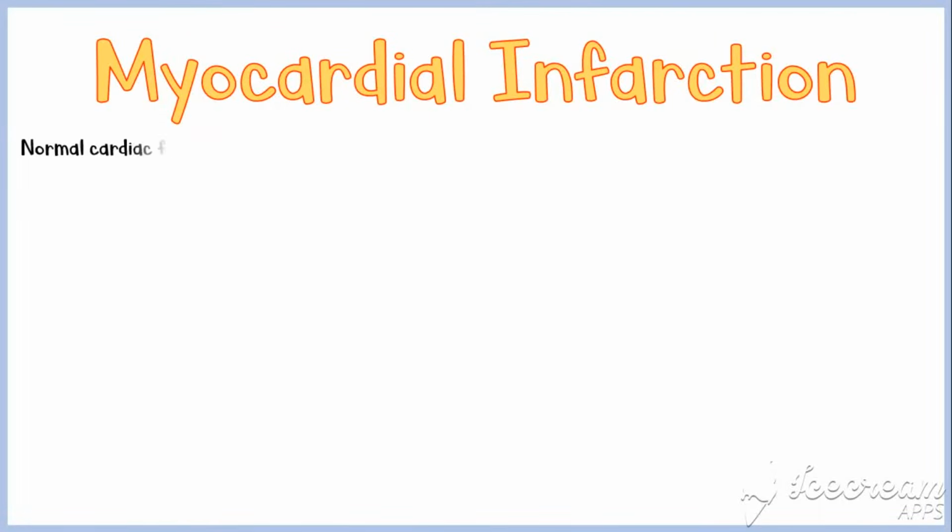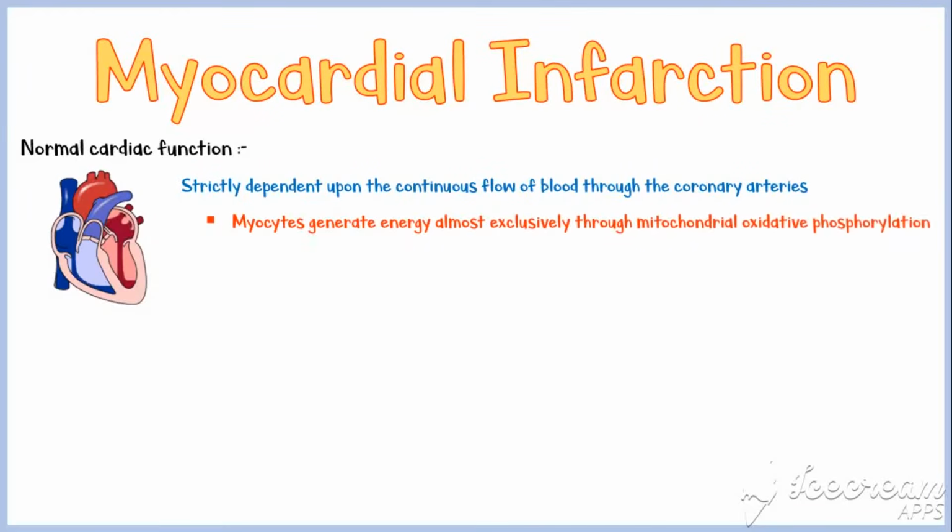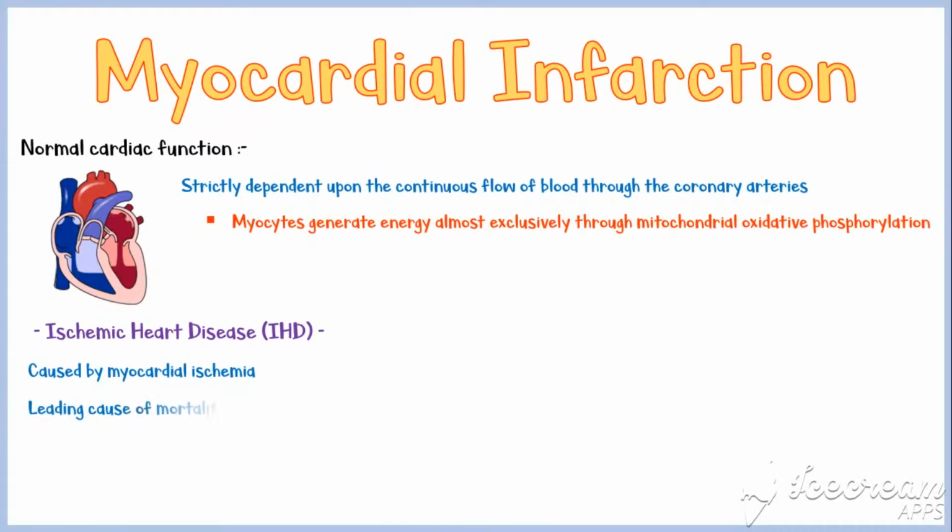Normal cardiac function is strictly dependent upon the continuous flow of blood through the coronary arteries because myocytes generate energy almost exclusively through mitochondrial oxidative phosphorylation. Ischemic heart disease, or IHD, is a broad term that includes several closely related syndromes caused by myocardial ischemia, and it is the leading cause of mortality around the world, accounting for approximately 7 million deaths each year.